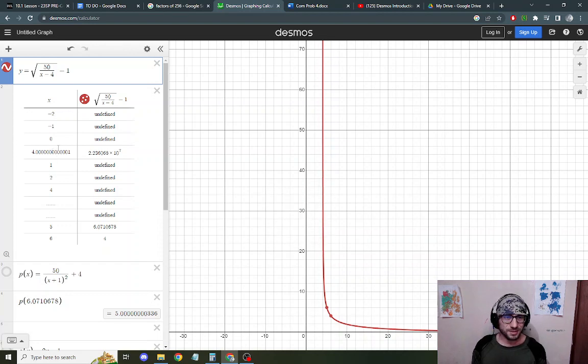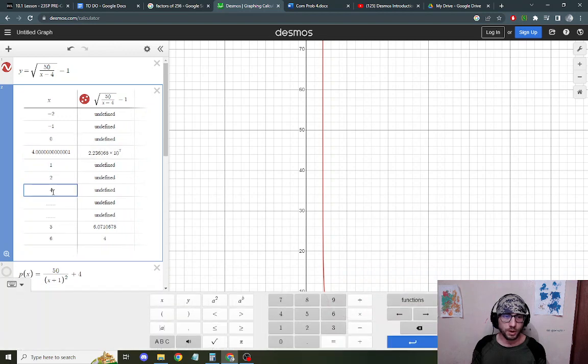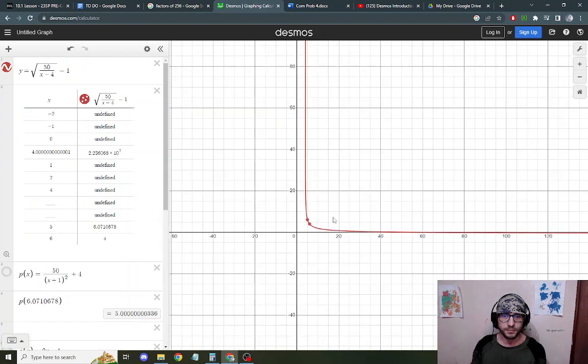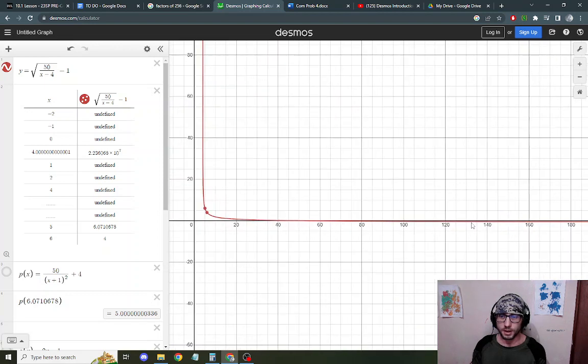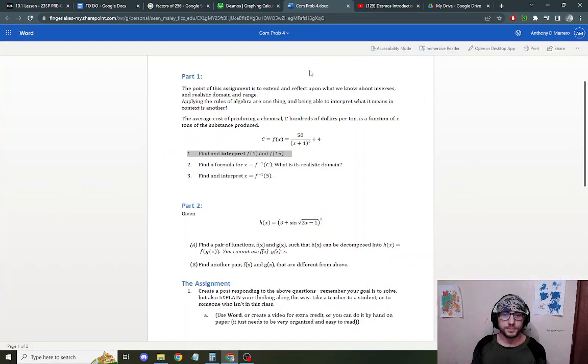So I also triple checked it with a chart here. I put 4.00001, and we get a result. But 4 itself is undefined. Anything less than 4, undefined. I mean, that's easy to tell by the graph. Everything above 4 going this way has a number, gets an output. So we should be good with our domain there. X is greater than 4.